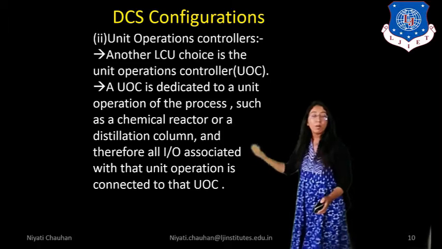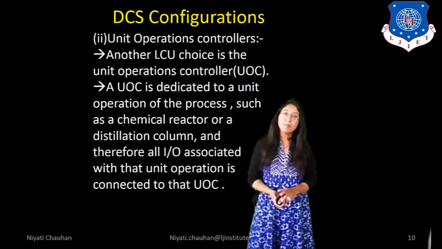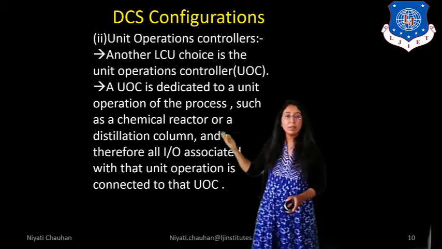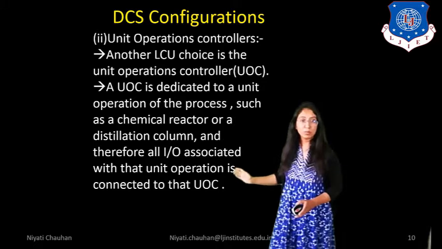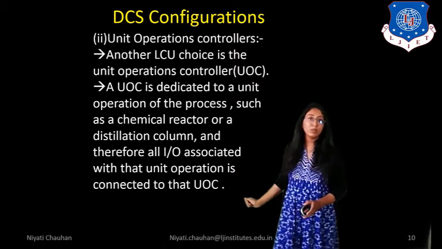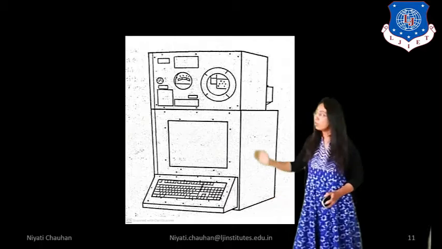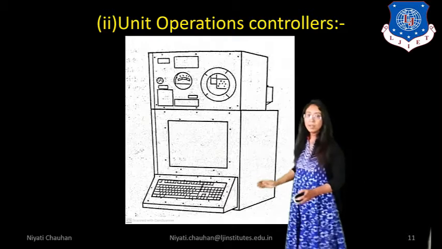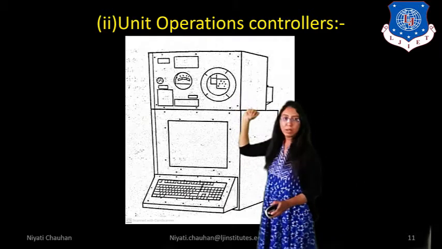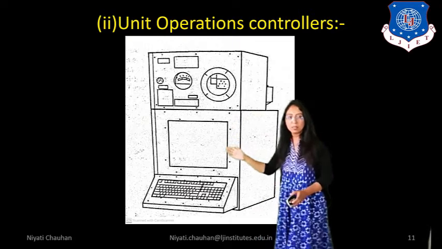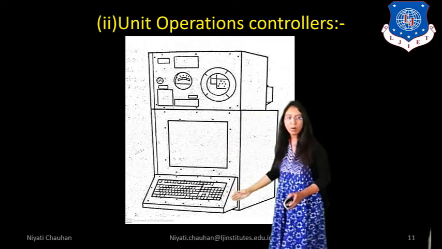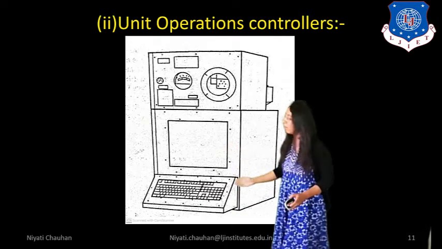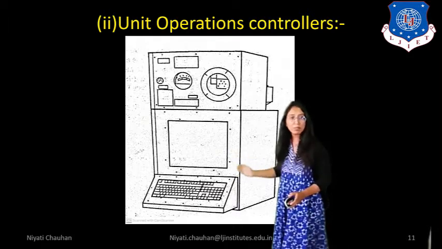So here the unit operations controller is a part of the local control unit, right? And in the unit operations controller, some input outputs are associated with this unit. Here you can see the unit operations controller. Some methods are available on the top side. This is our screen and this is our keyboard. Through the keyboard we can change our set point and process value.